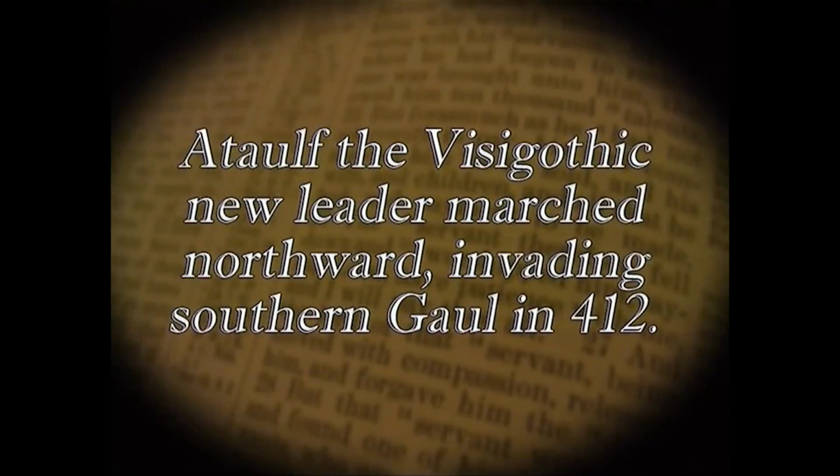Now, another captain or leader of the Visigoths was named Ataulf, and he took this band of barbarians, became the new leader, and marched those men back up north, and he invaded southern Gaul in 412. That's basically what we'd say the southern part of France and Germany. And here the Goths settled by 419 and developed a kingdom that included half of modern France, to which were added also Spain by conquest.